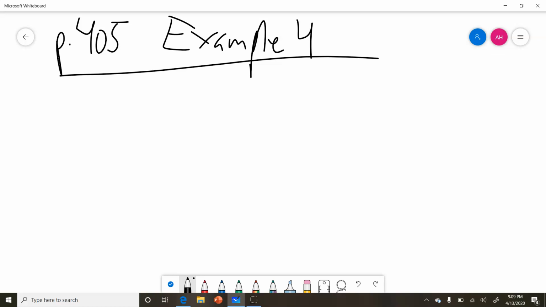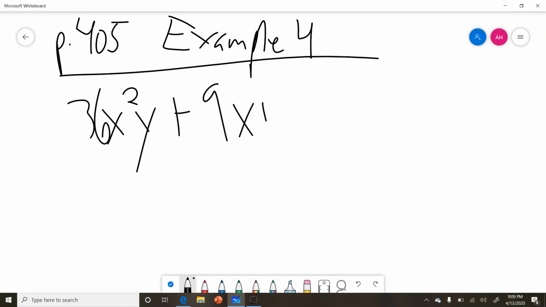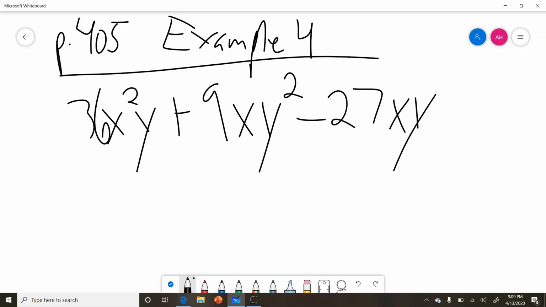We have 36x squared y plus 9xy squared minus 27xy. Okay, so now what I need to do is figure out, in the midst of all of these, what do they all, numbers 36, 9, and 27, all have in common? Now, you don't have to use a little chart. You can use your brain on this one. If you notice, they're all multiples of 9, right?